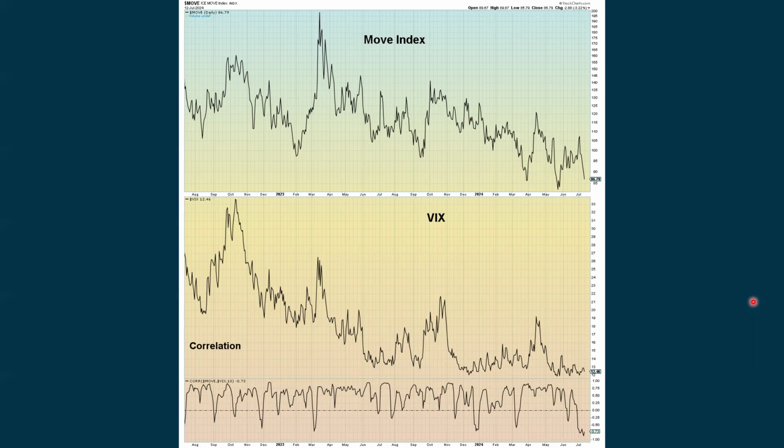On a volatility basis, not a price basis, they're going in opposite directions. We're seeing a drop off in the volatility of bonds, and the volatility for stocks has already been low, but it hasn't really been moving. That's why we're seeing this correlation showing that the volatility tends to be going in the opposite direction.